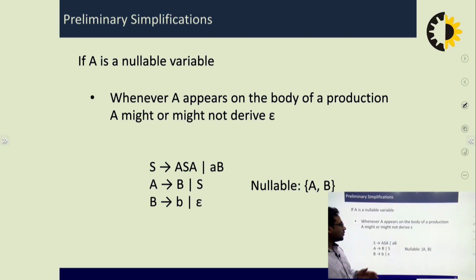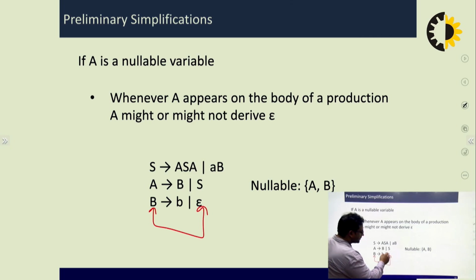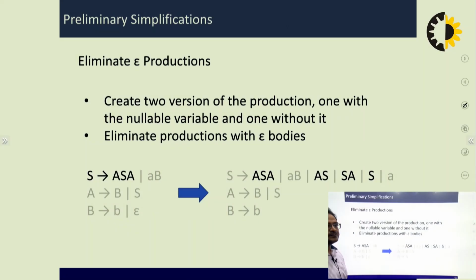How? You can see this is a grammar, and in this grammar there is one null production. What is this? This is B tends to epsilon. This is the null production. How can you remove this epsilon from this grammar? First of all, you have to write all the productions other than the epsilon as they are.